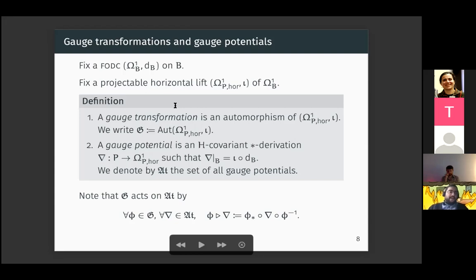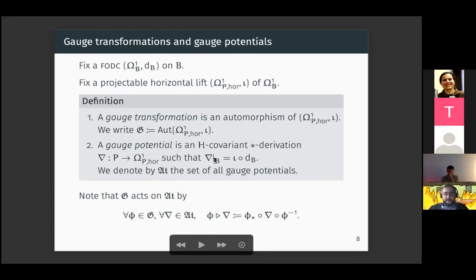But if nothing else, here's a convenient sort of starting point. We're talking about gauge transformations. It's just an automorphism of this lifting of one forms of the base to horizontal one forms on the total space. And note that this gauge group acts on the space of gauge potentials in the silly obvious way. So here's your baby gauge action.